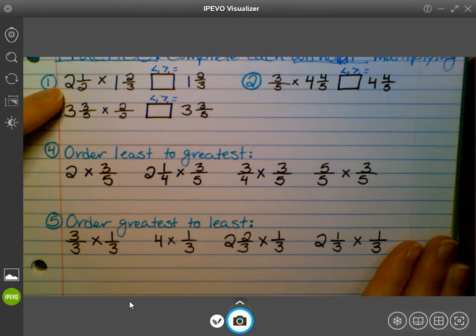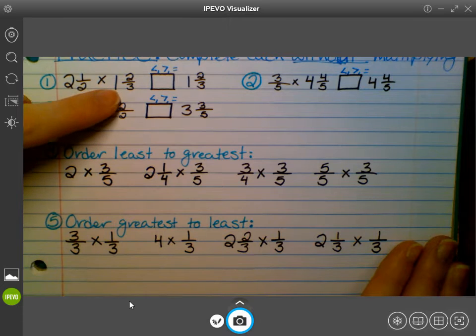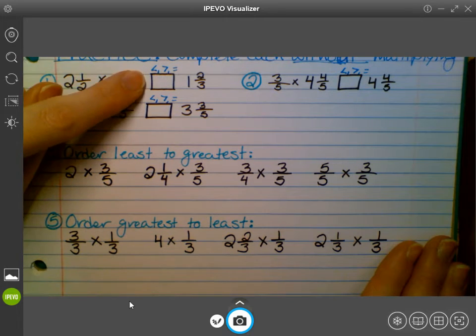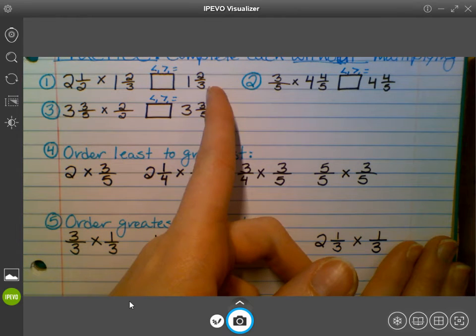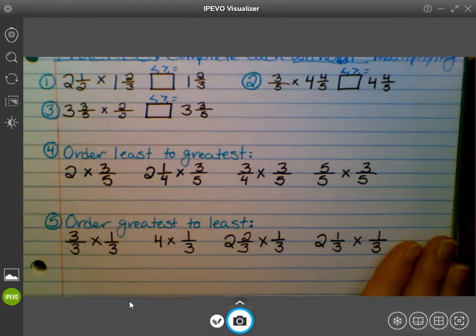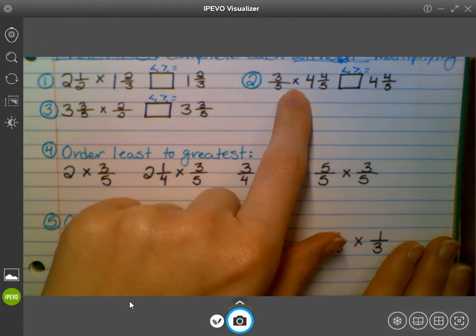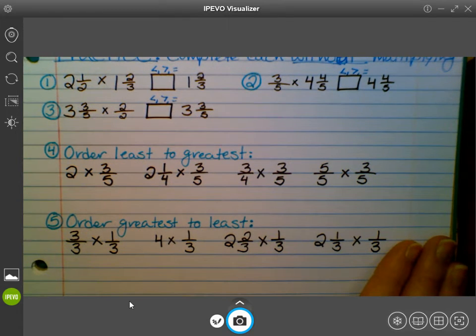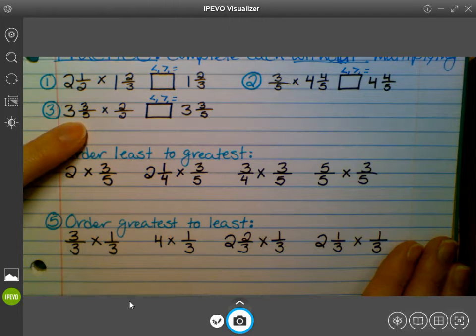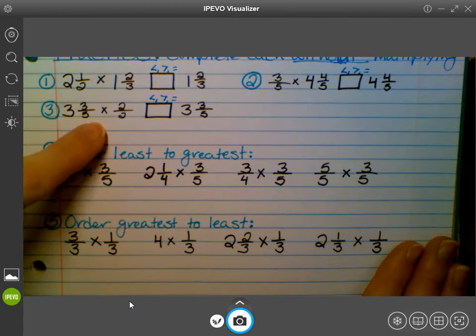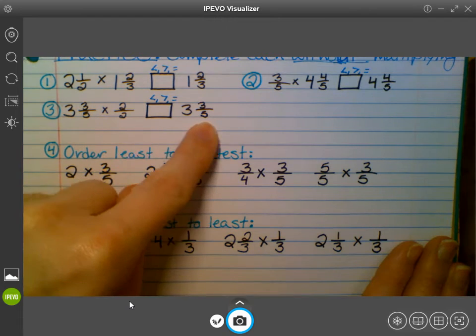So number 1 is 2.5 times 1 2/3. Then our box for either our less than, greater than, or equal to sign, and then 1 2/3. Number 2 says 3/5 times 4 4/5, then our box, and 4 4/5. So everyone should be getting these written down. And then number 3, 3 3/5 times 2/2, our box, and 3 3/5.